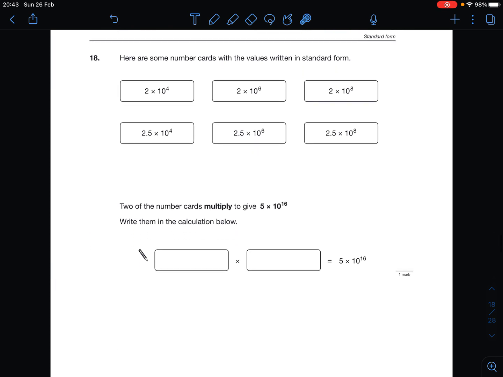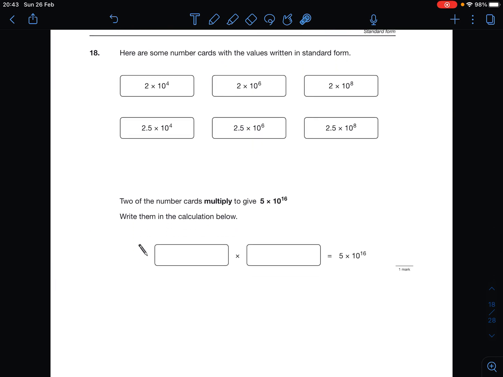Okay, this one, nice and easy. We're looking for two numbers that multiply to give 5, so that's 2 and 2.5 obviously. You have to choose them. And now you're just thinking, okay, index laws, since we're multiplying, I'm going to add the powers. So which powers add to give 16, and that's 10 to the 8 and 10 to the 8. 8 plus 8 is 16.